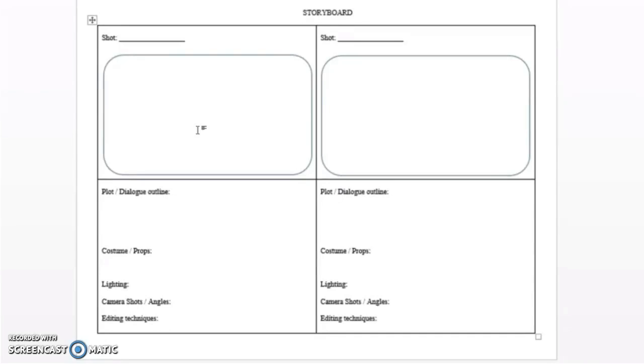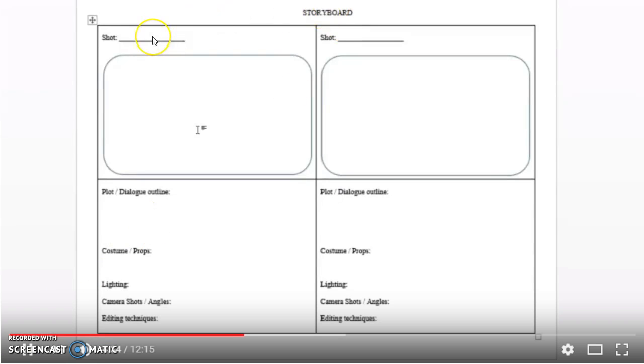So what a storyboard does, you see here at the top says storyboard, is that it asks you to think about each shot that you're going to make. Now, a shot is different from a scene.